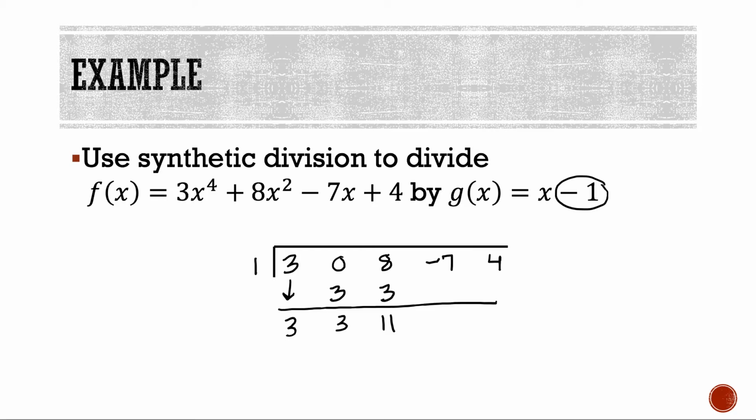We'll do the same thing again. We'll multiply the 1 times the 11. 1 times 11 is 11. And we'll add right here. Negative 7 plus 11 is going to be positive 4. One more time, we'll multiply. 1 times 4 is 4, and we'll add and get 8. Now, once we've done that, we're going to take the last term and identify that as the remainder.